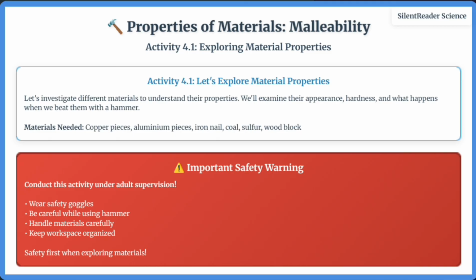You'll discover that metals like copper, aluminium, and iron are lustrous, hard, and become flattened when beaten. This property is called malleability. Meanwhile, non-metals like coal and sulfur are non-lustrous, brittle, and break into pieces. Wood shows different behavior altogether. Remember, not all metals are the same. Sodium and potassium are so soft they can be cut with a knife, and mercury is liquid at room temperature.